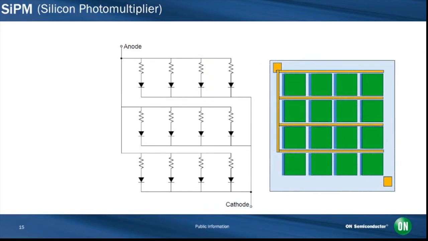Here we've replaced the image with a cartoon of an SiPM layout. It shows the active areas, the quench resistors, and the metal tracking. The resistors and tracking result in a dead space between the active areas. Therefore, each SiPM will have a fill factor that varies with the microcell's size.